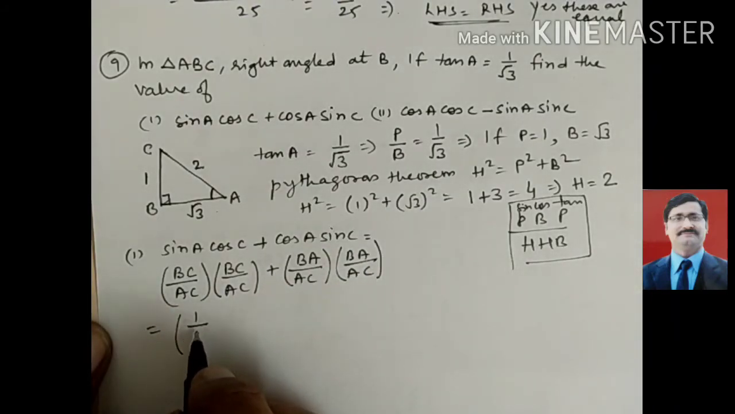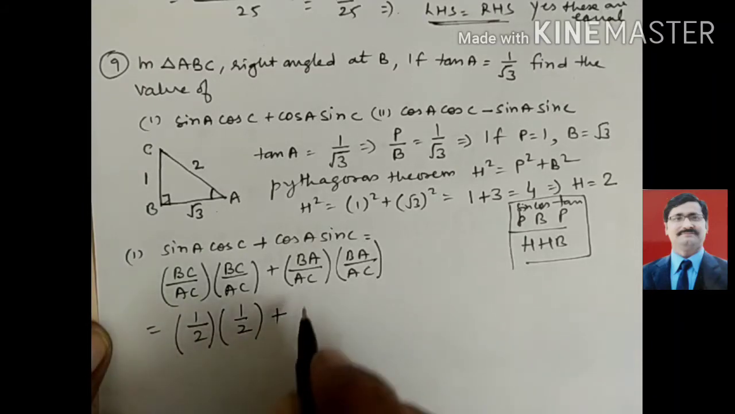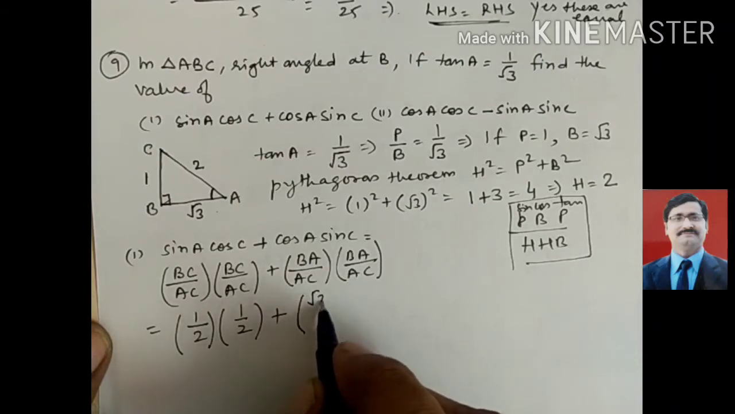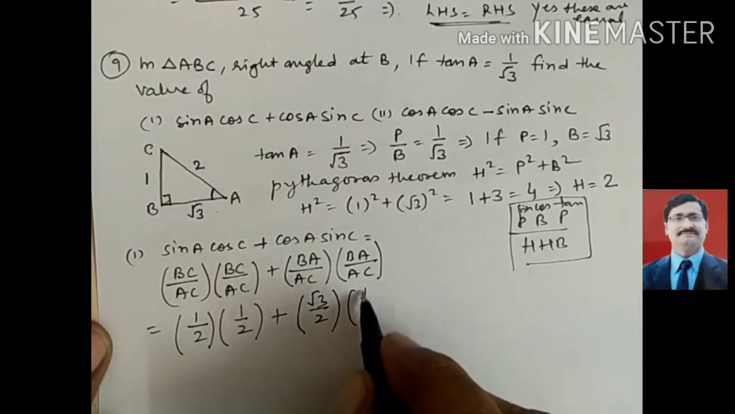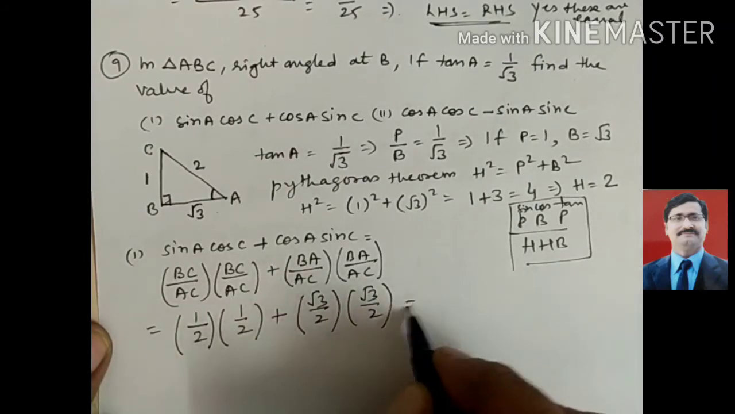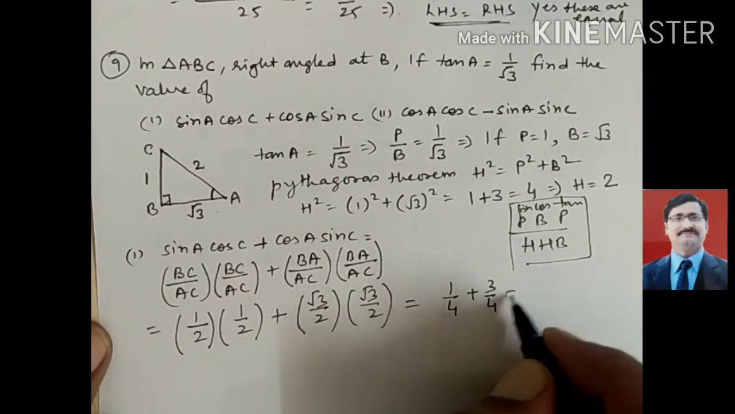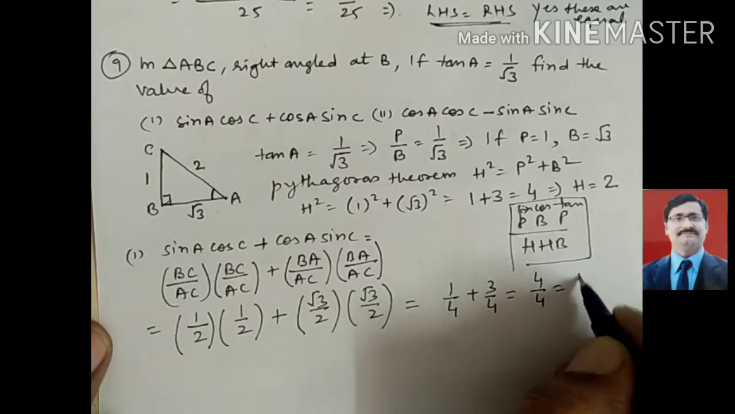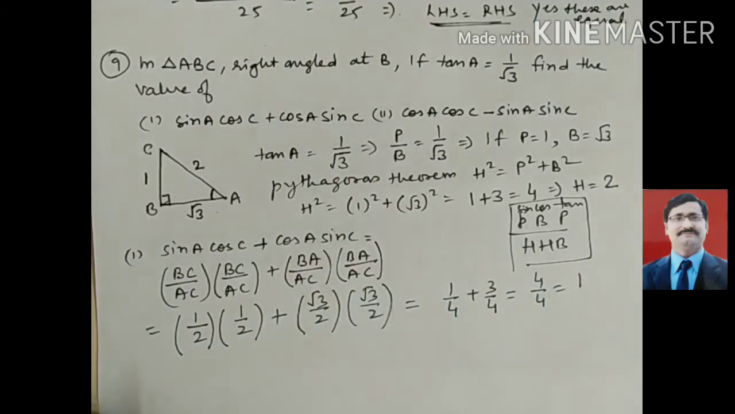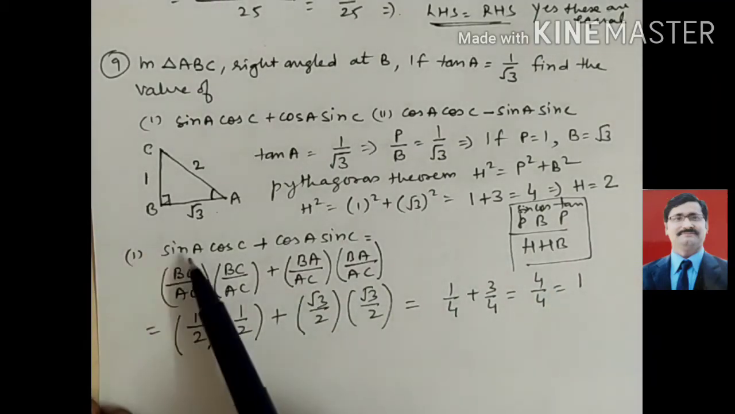BC is 1 and AC is 2. Similarly here, 1 upon 2 plus BA is root 3 upon 2, and here is also root 3 upon 2. Look here, you get 1 upon 4 plus 3 upon 4, that is 4 upon 4, means you get 1.